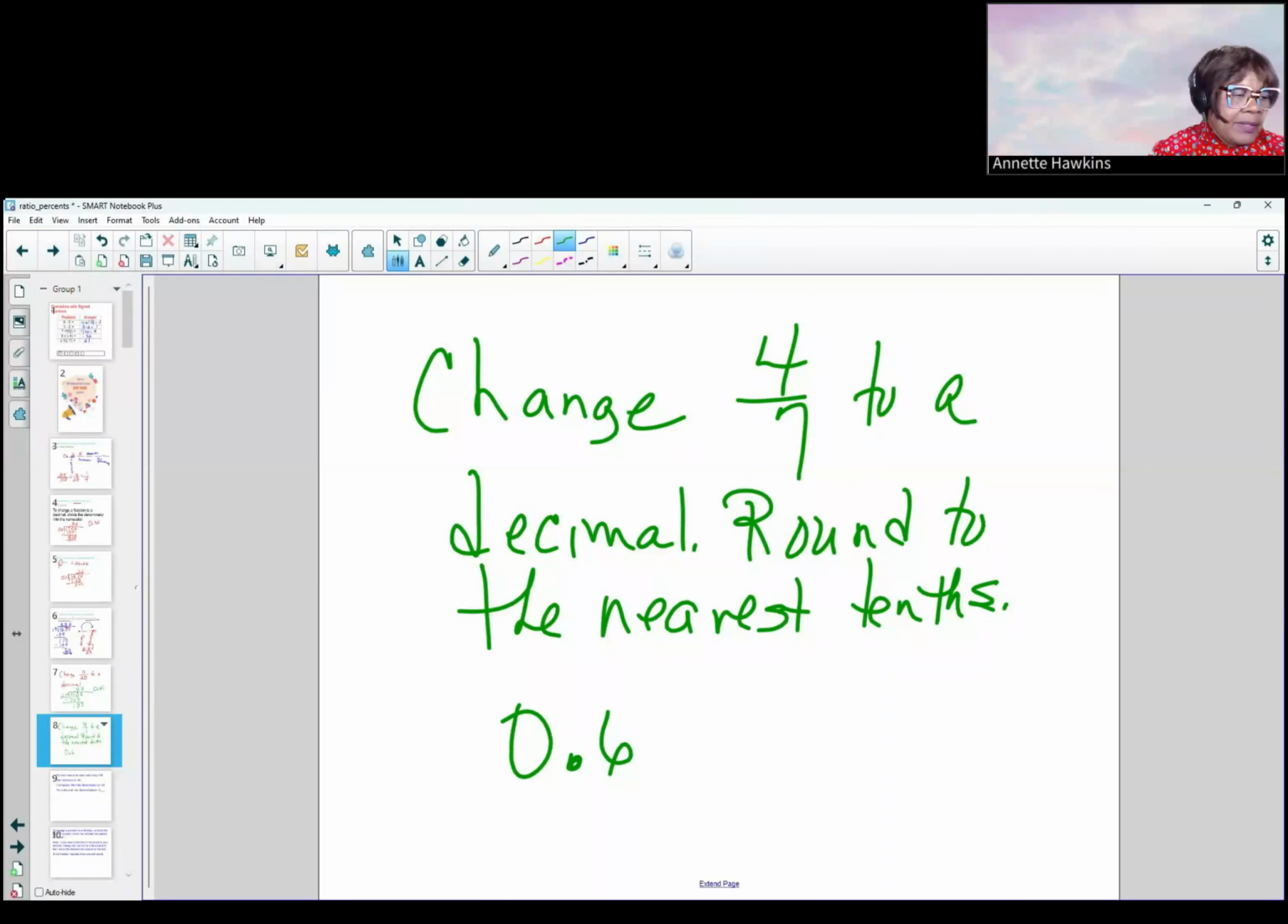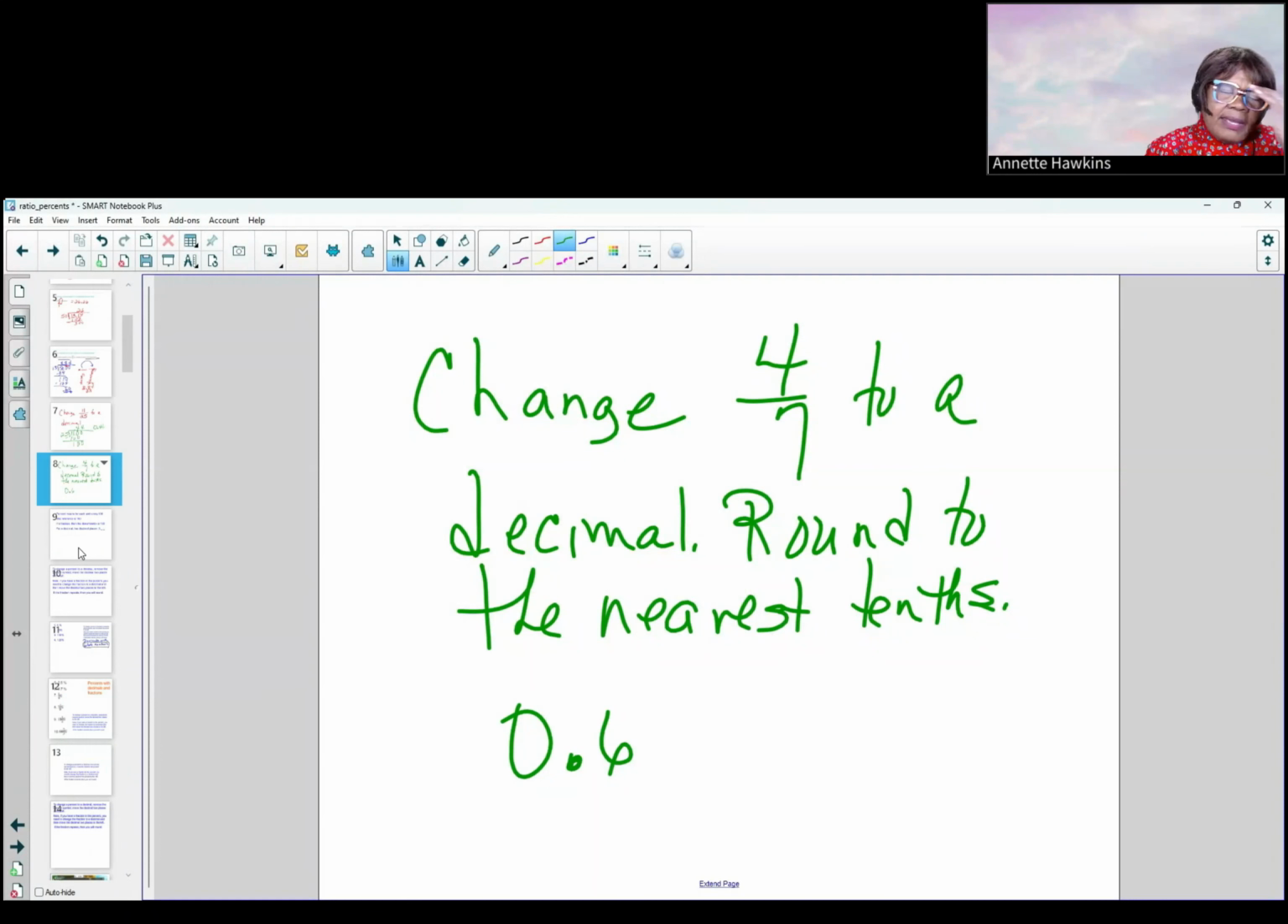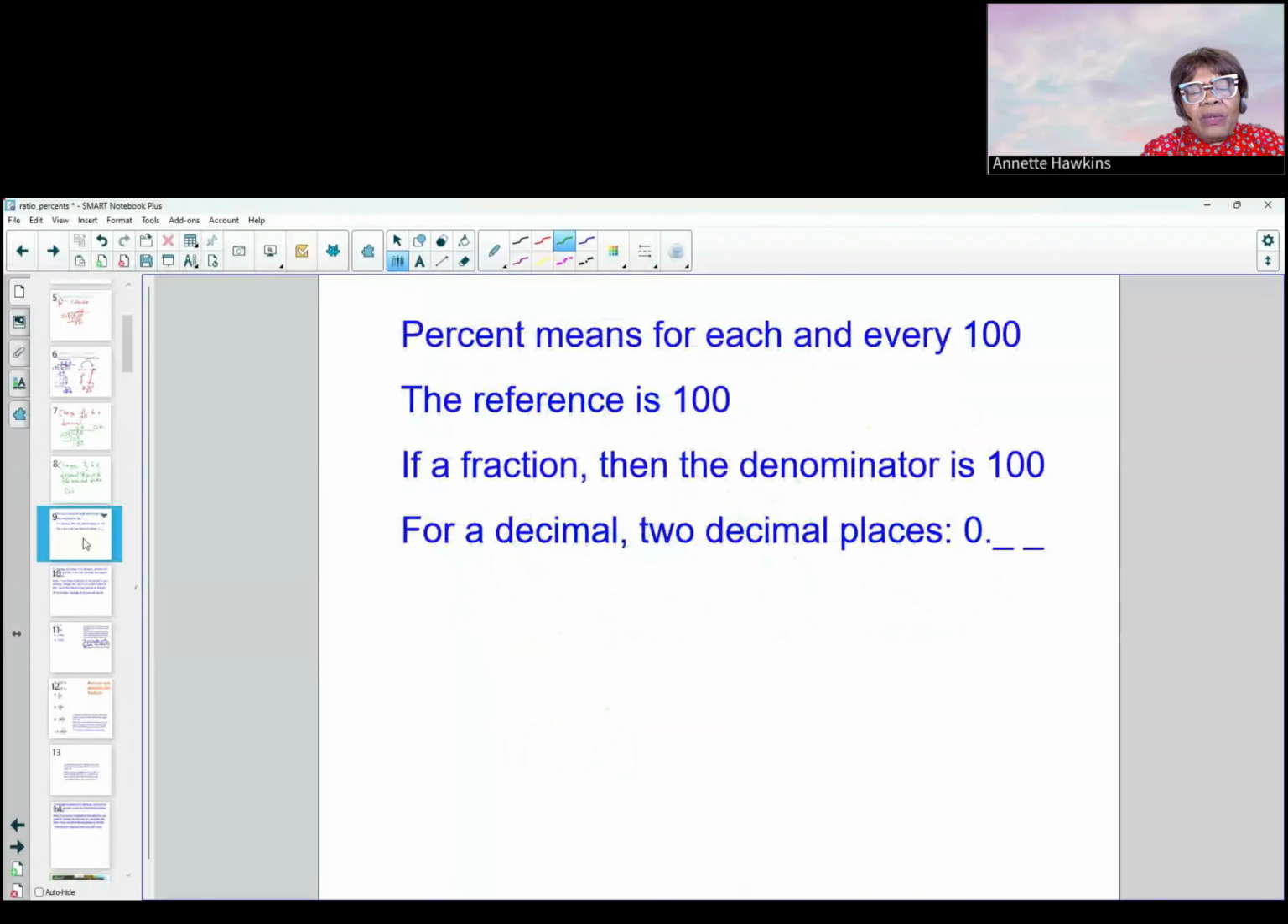Great. Okay. So now we're getting ready to begin our new information, percents, fractions, decimals, ratio, proportions. The first thing we want to know is that percent means for each and every 100. Now, how do we arrive at this? The part here, per, means for each and every, and then CENT means 100. So the reference is going to be 100.